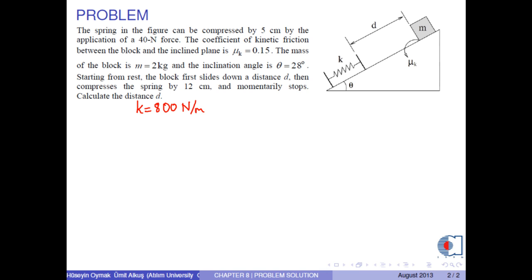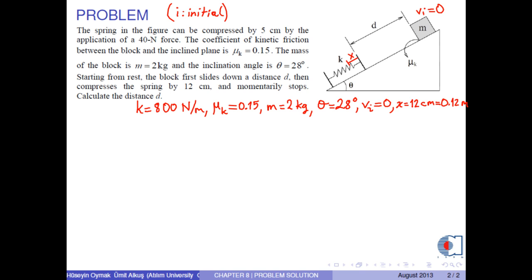The coefficient of kinetic friction between the block and the inclined plane is mu k, 0.15. The mass of the block m is 2 kg and the inclination angle theta is 28 degrees. Starting from rest, the block first slides down a distance d, then compresses the spring by 12 centimeters and momentarily stops. Calculate the distance d.